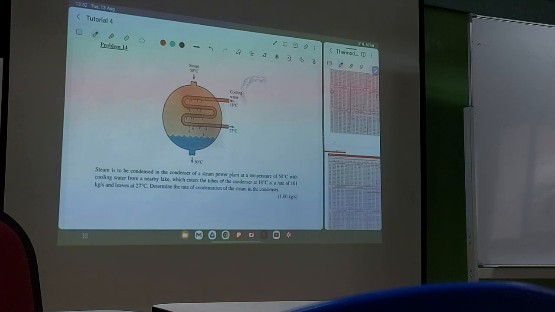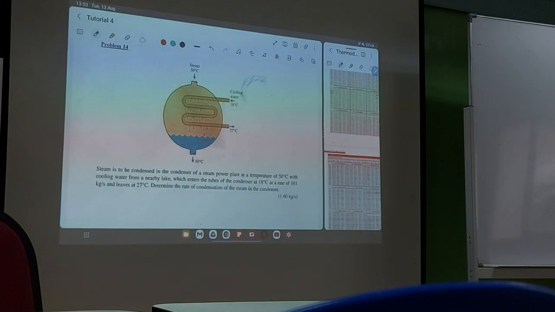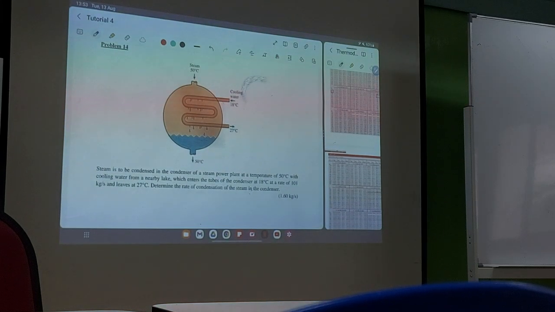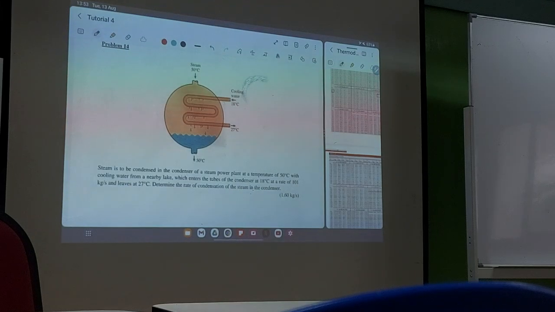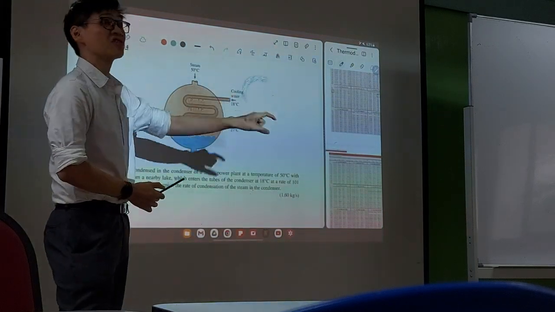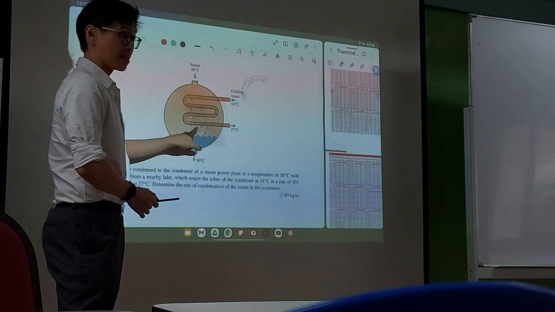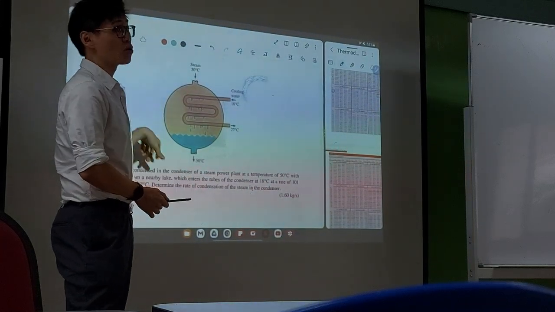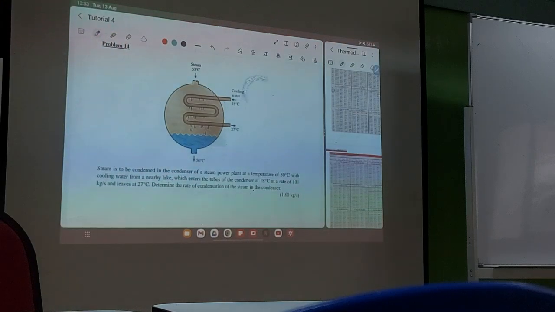Okay, so once again, this is an open system. You need to figure out what you need to do here first. Okay, so this is a heat exchanger. Remember when I mentioned that for a heat exchanger, you can look at the streams individually, meaning you look at only this one, or you look at it as a whole. So here we look at it as a whole first.